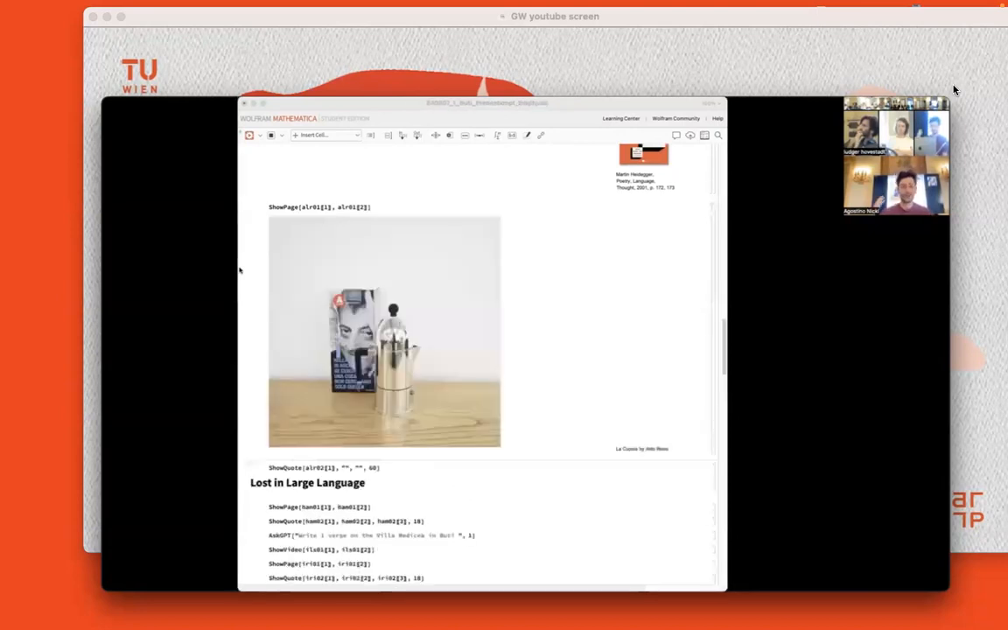About a year ago, I bought this mocha pot. And the mocha that it makes is pretty bad. It's super metallic and acidic, anyway, it's not great. And I stopped using it.